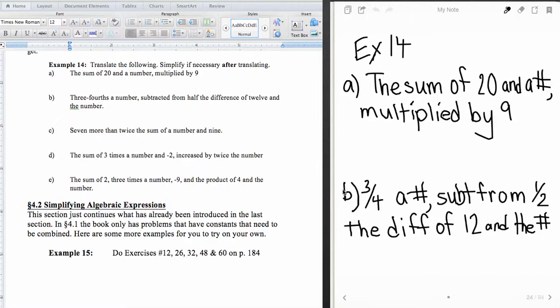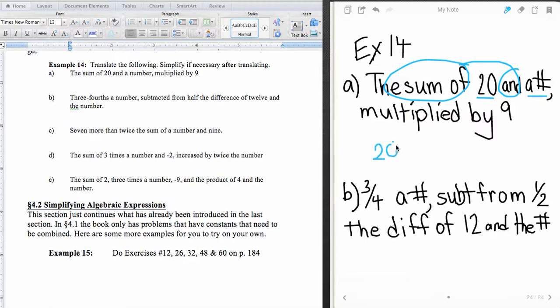All right, this continues our section 4.1 material, and we are doing translation problems, and after we translate we will simplify. I'm going to go through and translate them all first and then we will simplify them. So we'll start with example 14, part A, the sum of 20 and a number. I'm going to circle my operator, join it with the and, underline the two things that are being joined, and I'm going to do that.